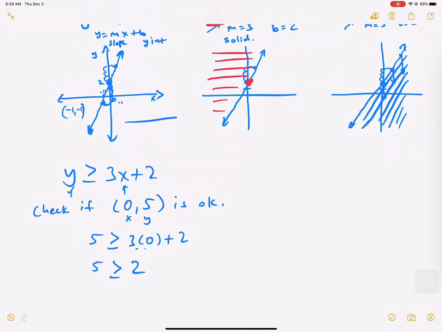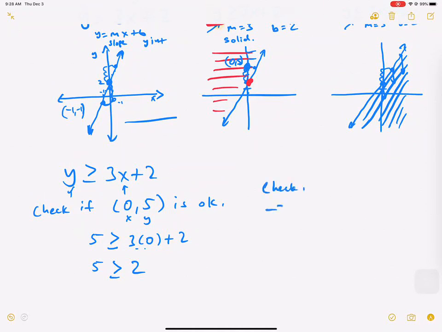Now, look on this graph here. 0, 1, 2, 3, 4, 5. Look here. That's (0, 5). Isn't this in this shaded region? Yeah. That point is in the shaded region. That means it's going to be okay with me. It's a true statement. What about, let's check another one. Let's check some other ones.